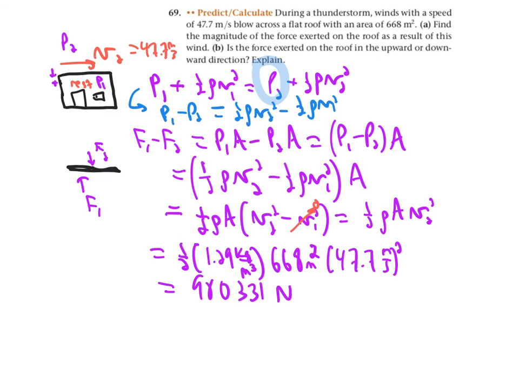980,331 newtons. Now, if we look up here, we have 3 sig figs there and 3 sig figs there, and we have the density of 3 sig figs, so we should only have 3 sig figs down here, and so we end up with 980 times 1,000 newtons, or 980 kilonewtons.